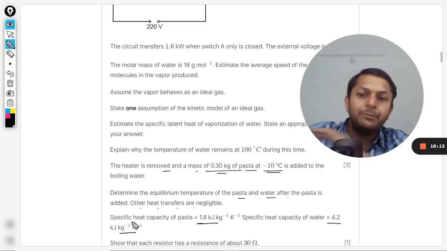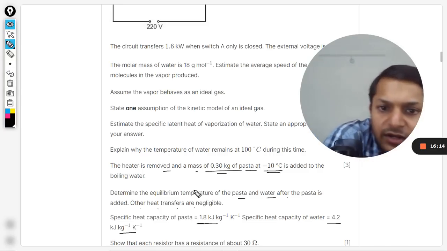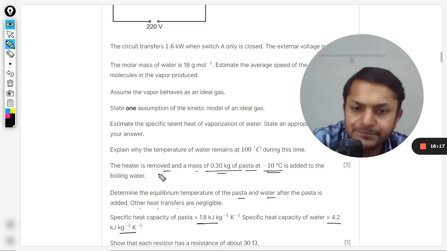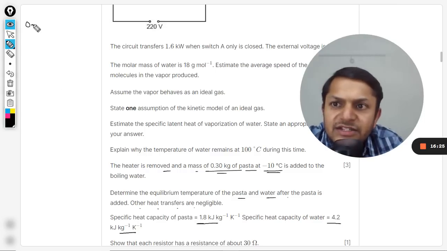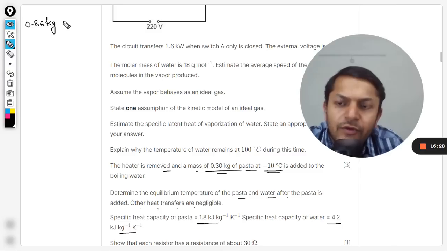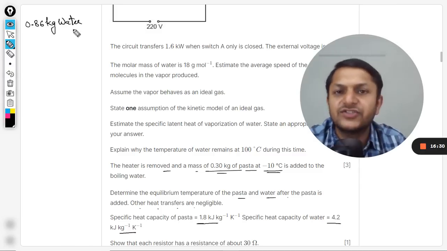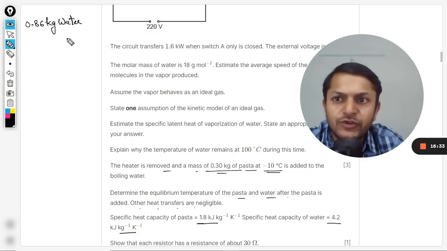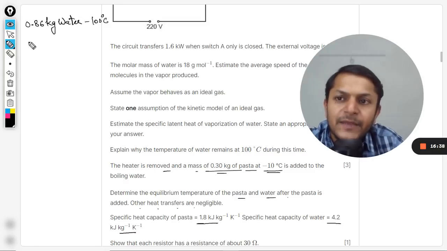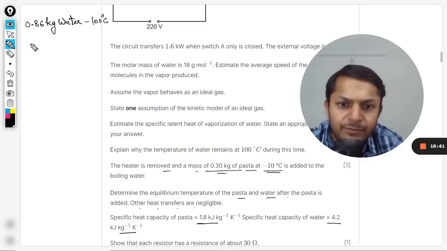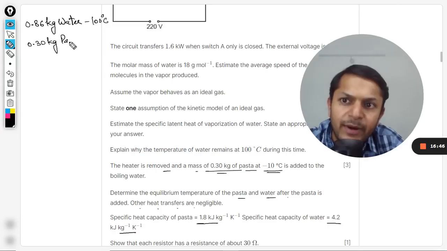Okay, a bit of a confusing question here. The heater is now removed. The mass of this is added. So we can just assume that 0.86 kg of the water is there. Obviously, we are not going to consider the steam because the steam has gone into the atmosphere. So this much water is maintained at 100 degrees C, and what is the weight of the pasta? 0.30 kg of the pasta is added, and the temperature is negative 10 degrees C.